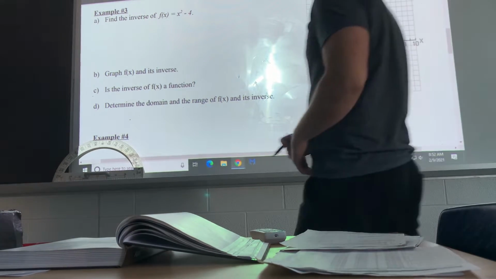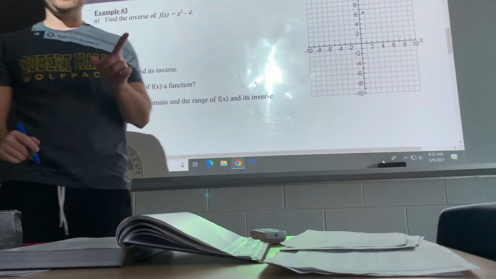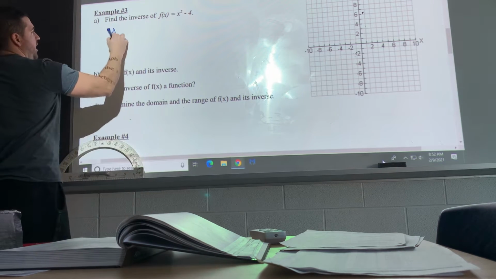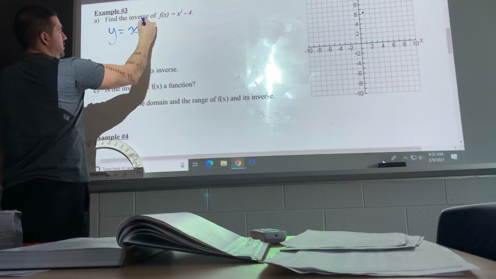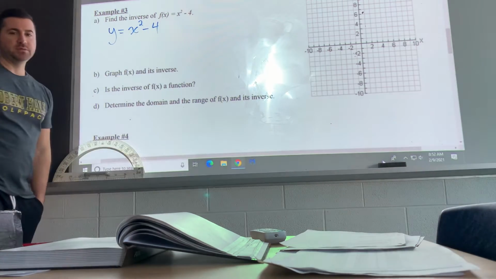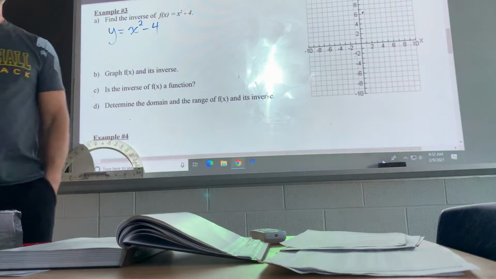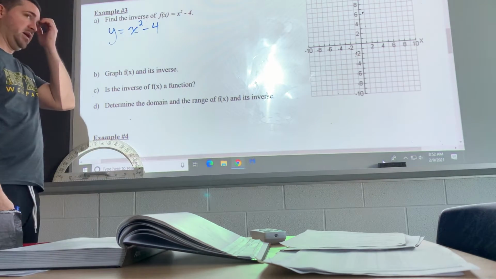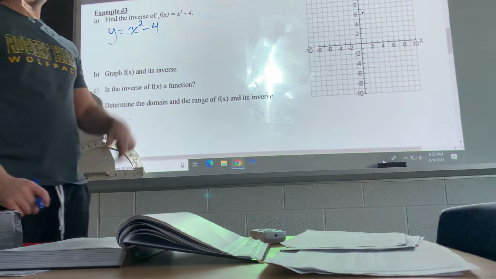Okay, so x squared minus 4. First step, change the f of x to a y. So y equals x squared minus 4. Okay, step 1, change the f of x to a y. You should be making little side notes here.